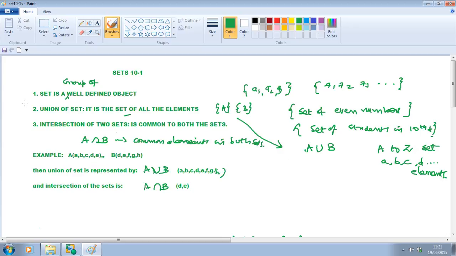So, with an example, we take set A. Let us take it contains the alphabets A, B, C, D, E. Another set B is D, E, F, G, H. The union of the sets is represented by A union B, so we write all: A, B, C, D, E, with D and E common, F, G, H. That is the union of the sets. We can call it something like a master set.